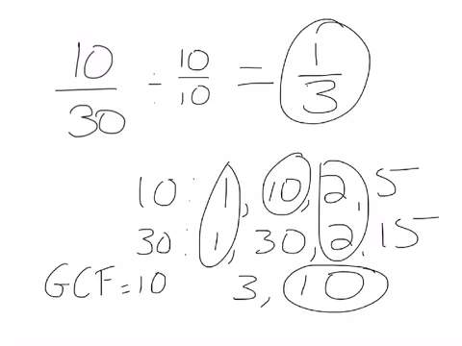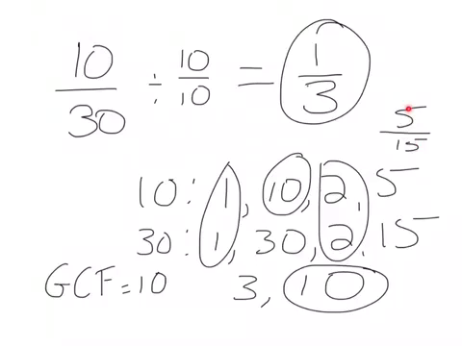Could I have used 2? Absolutely. But if I had divided 10 by 2, I would have gotten 5, and if I had divided 30 by 2, I would have gotten 15. And as you can see, it's not in simplest form. You'd have to divide again. So this is just a way to find the biggest number that you can divide your numerator and your denominator by to put a fraction in simplest form. Okay, we're going to try another example. If this did not make sense, watch it again, and then we'll try another example.